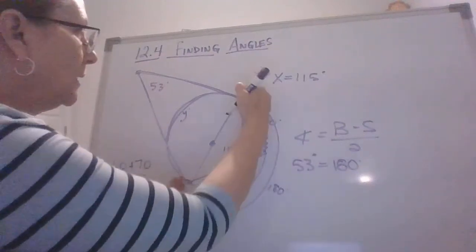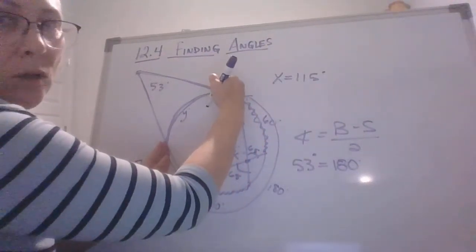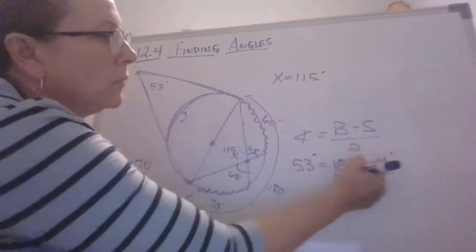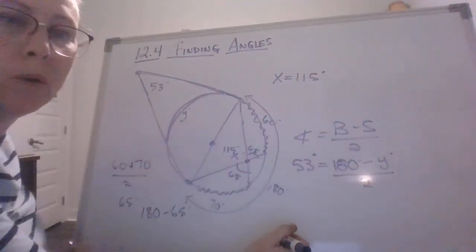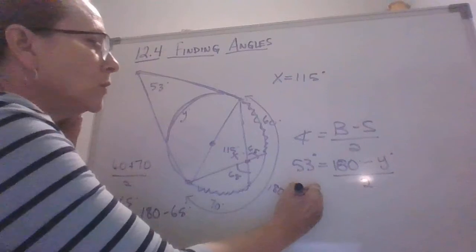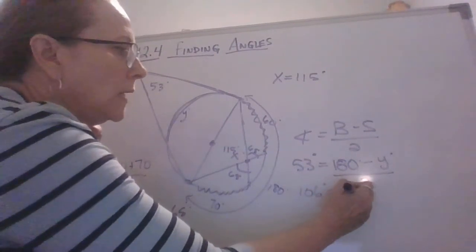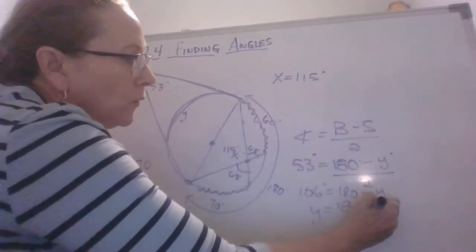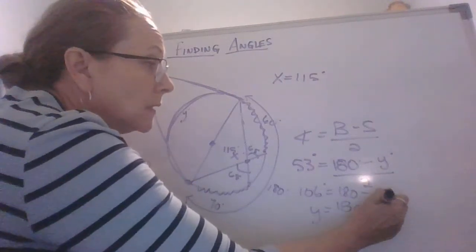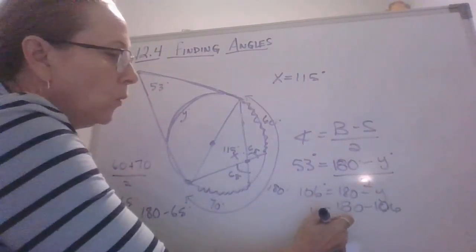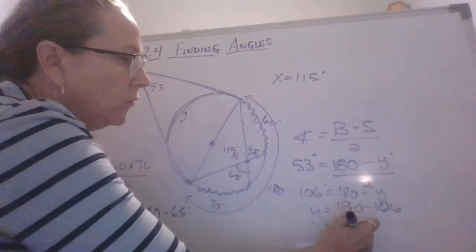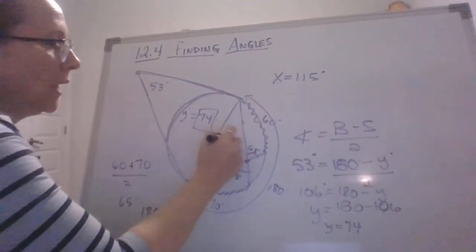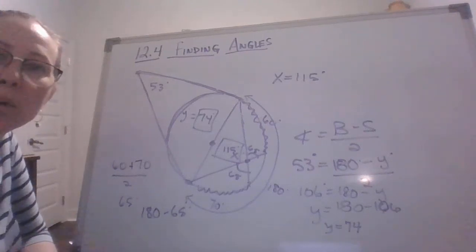Y is the small arc, because as we go in from that, Y is the next arc in there, then the angle. So big arc minus small arc divided by 2 is equal to that angle 53. 2 times 53 is 106. Equals 180 minus Y. I'm going to put the Y over here so it's positive. Swap it with the 106. And Y comes out to 74. So now we have our 74 degrees and we have our 115 for X.